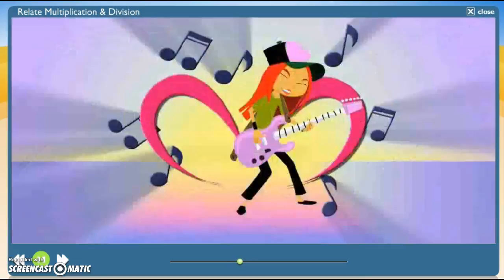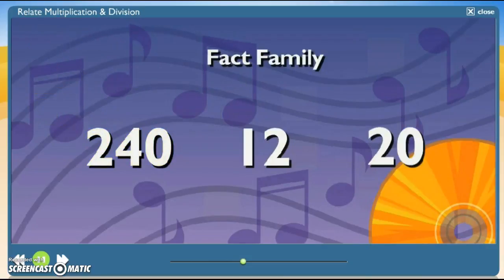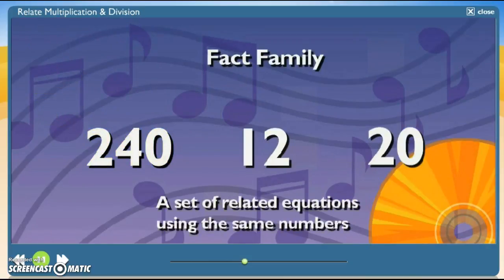Does it always work like that? 240, 12, and 20 are part of a fact family. Fact families are a set of related equations using the same numbers. You can make 2 division equations and 2 multiplication equations by using your fact family members. So 4 different equations out of 3 numbers? How's that work? It's just about rearranging the factors.